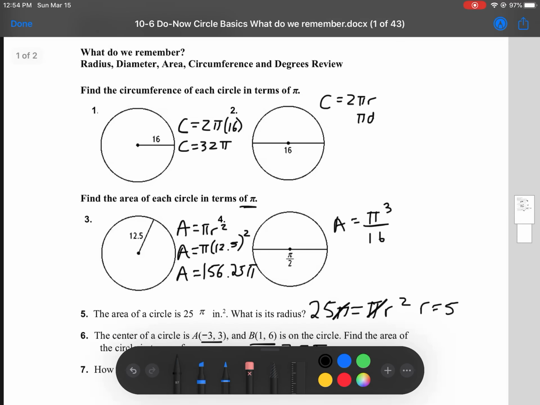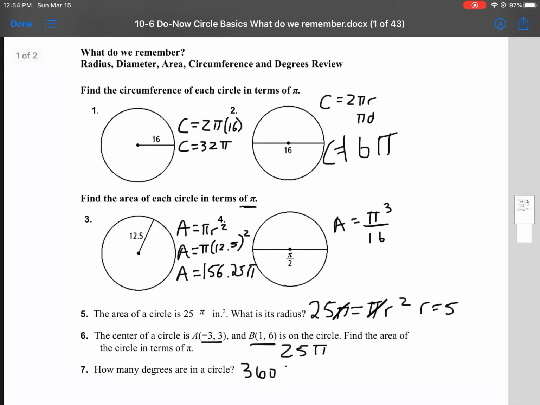Let me just write the answer for 2. You should have got 16 pi for the circumference. 16 pi.